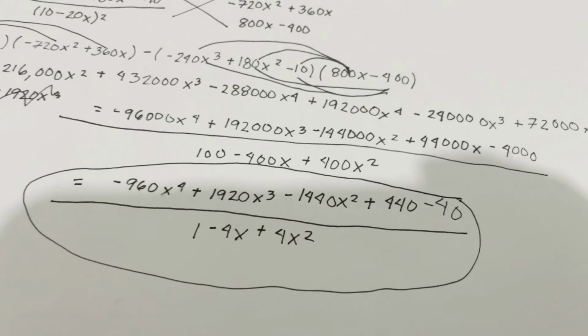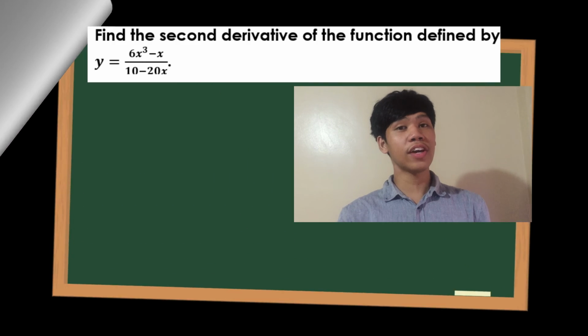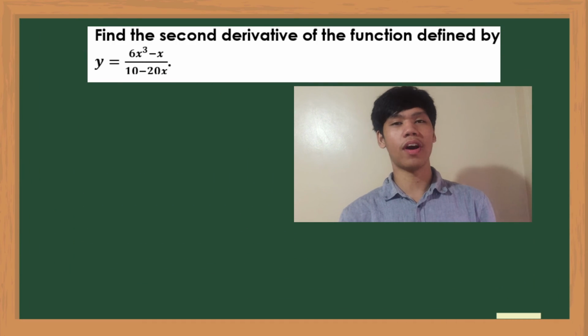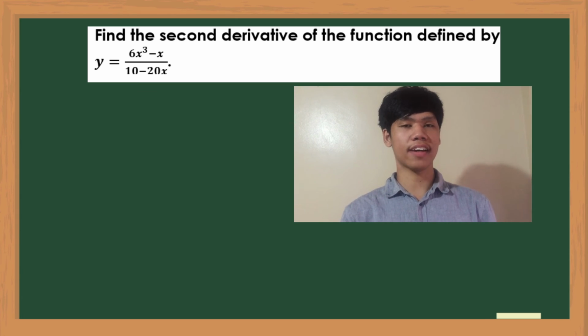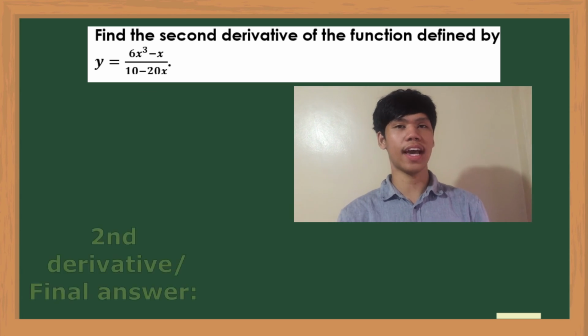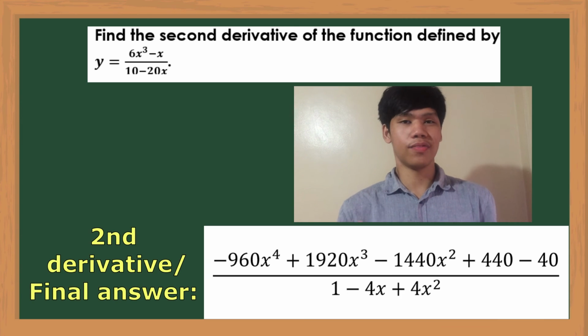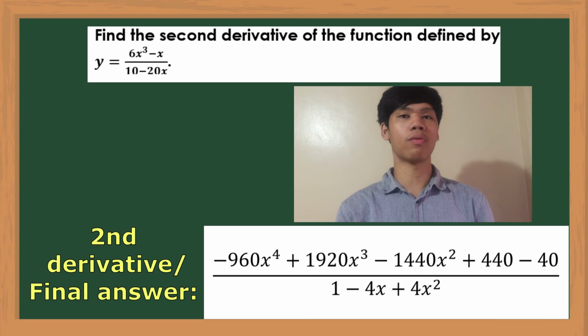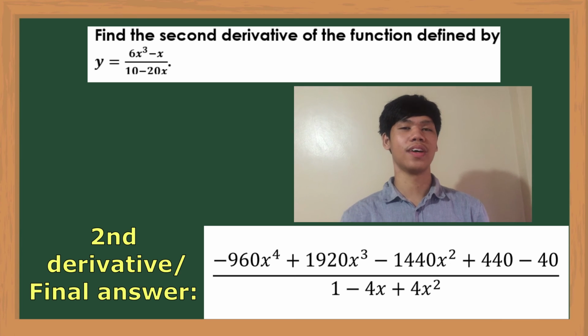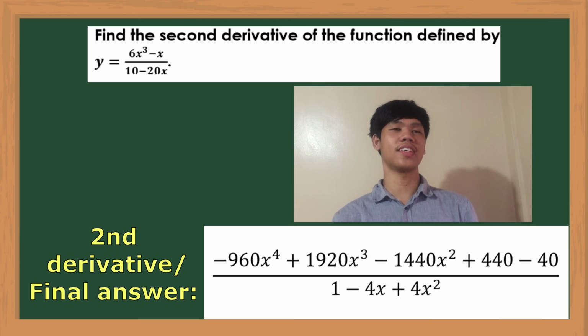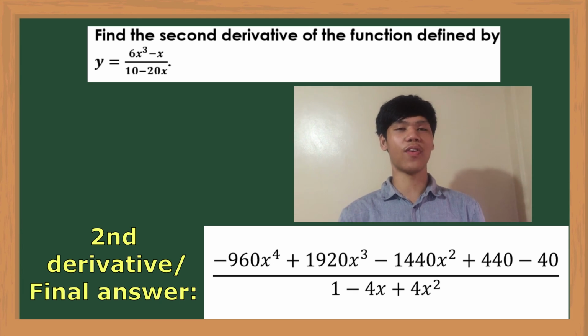And that is the second derivative. Therefore, the second derivative of the function y equals (6x cubed minus x) over (10 minus 20x) is negative 960x to the power of 4 plus 1920x cubed minus 1440x squared plus 440 minus 40 over 1 minus 4x plus 4x squared.